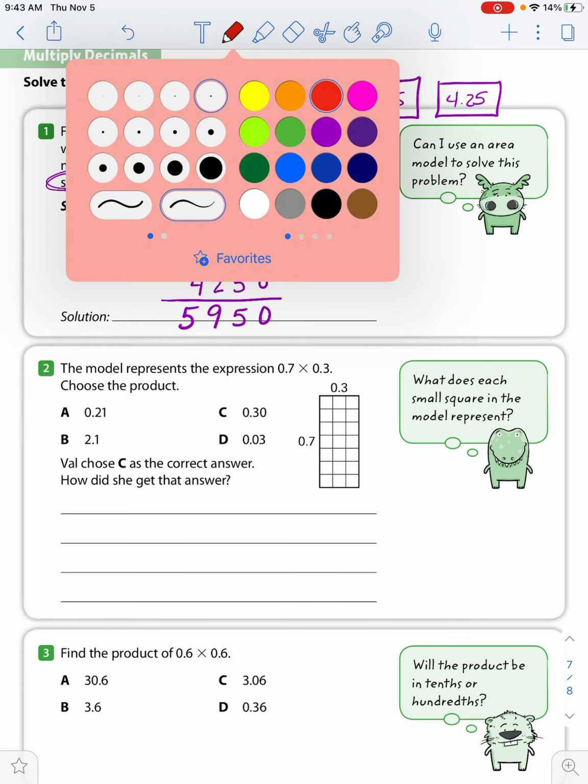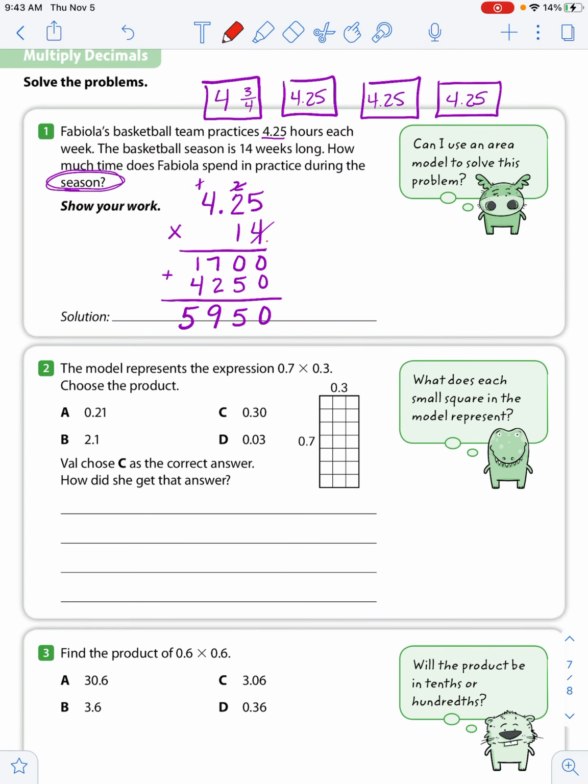And remember, this decimal point in a whole number, 14 wholes, is already over on the far right. But these two, we need to count. 1, 2. So in this problem, we go back. 1, 2. So what this tells me is in the season, he practices 59 hours and 50 minutes. Okay?